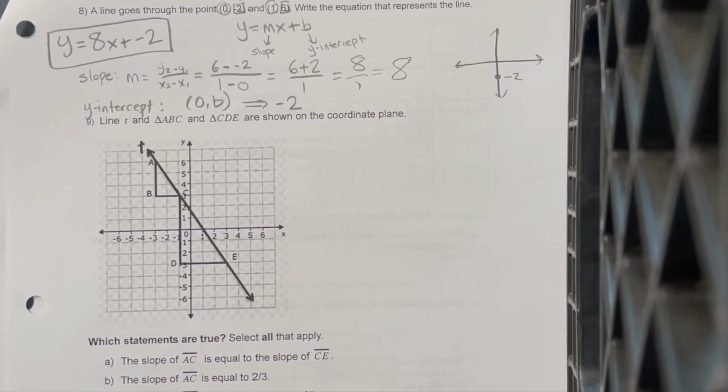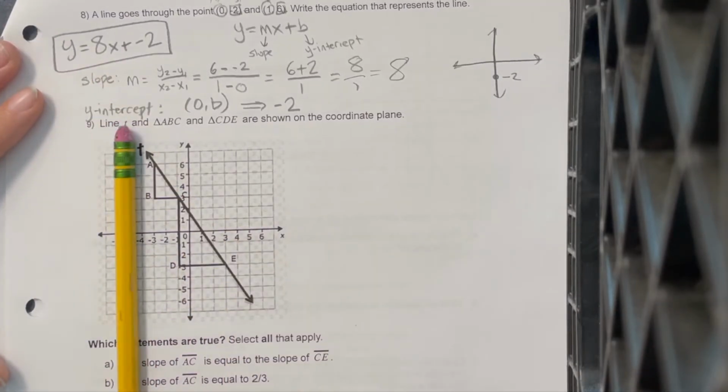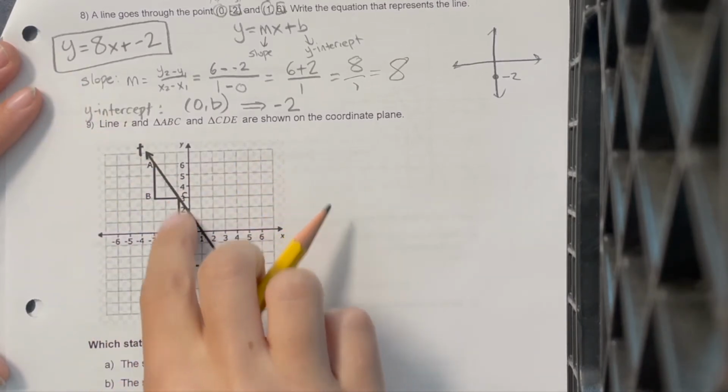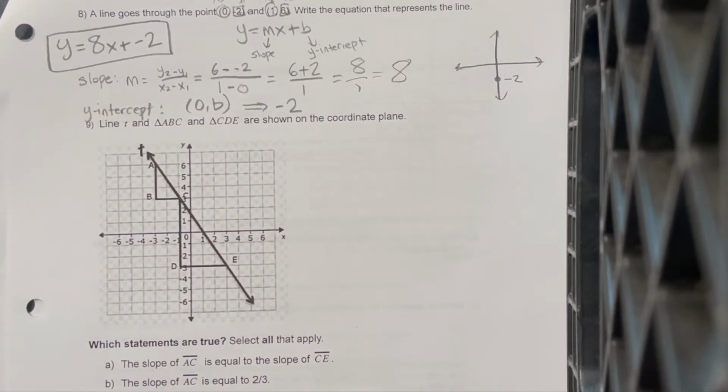Then we have question number 9. Line T and triangle ABC and triangle CDE are shown on the coordinate plane. Which statements are true? Select all that apply. So we have line T here. That's my whole line, labeled T. And then we have 2 slope triangles drawn on it. So which statements are true?